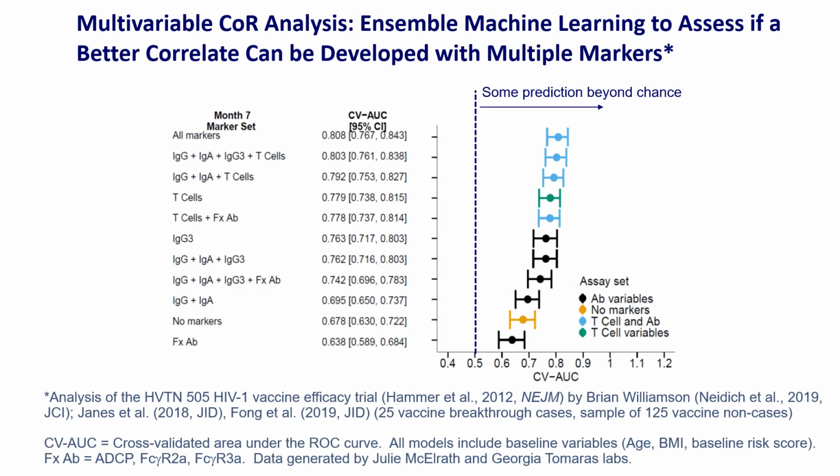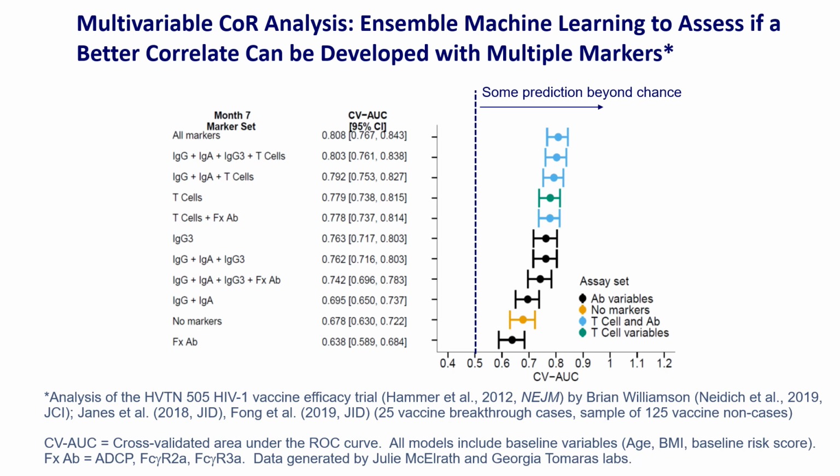Now this slide is showing one way to do machine learning correlates of risk analysis. This is for an HIV vaccine efficacy trial where data were generated on binding antibody markers, on Fc effector function markers, and on T-cell markers. And we fit a SuperLearner model to each of several pre-specified sets of input variables defined by different single or combination of assays. And then we use cross-validated area under the ROC curve to quantify prediction accuracy.